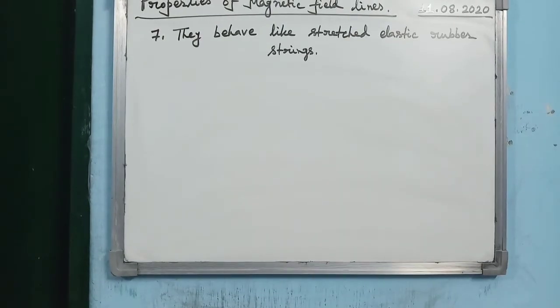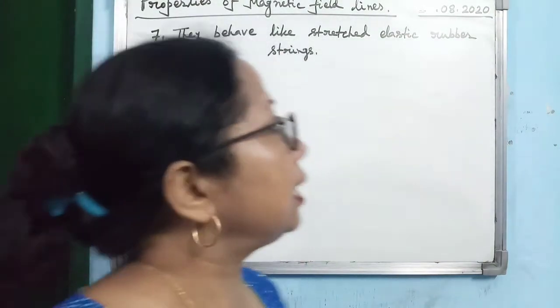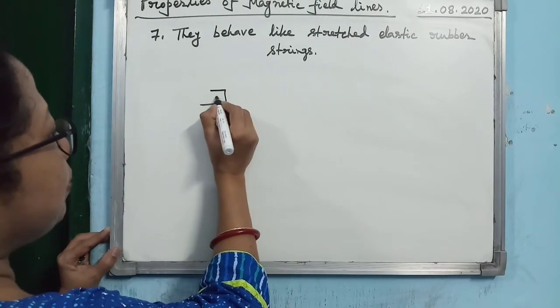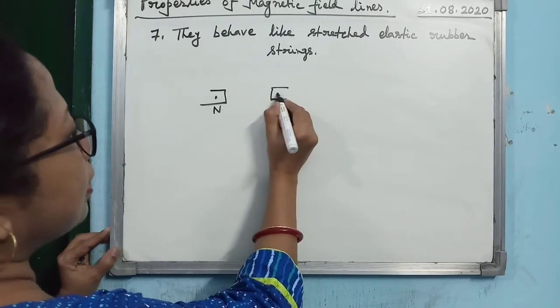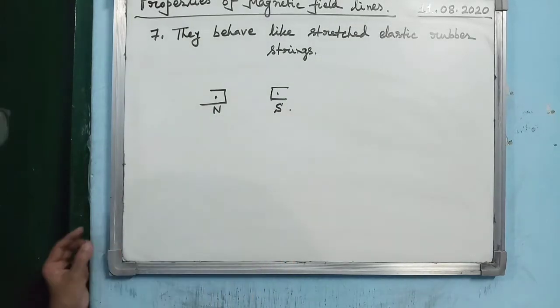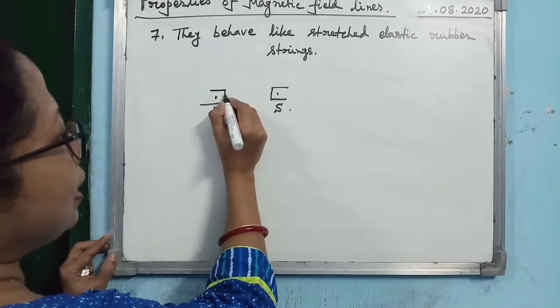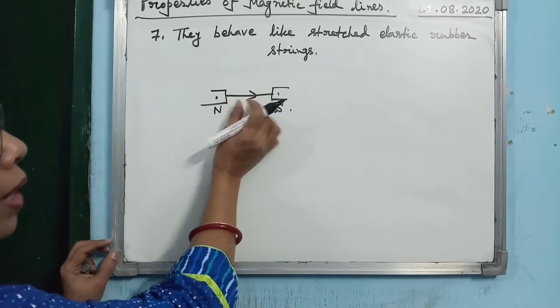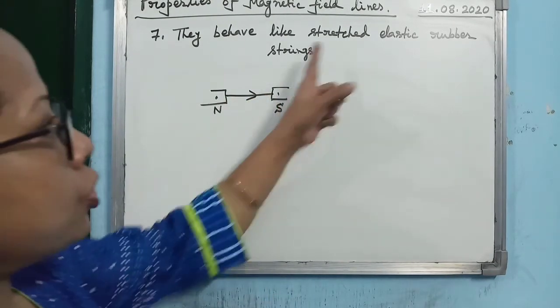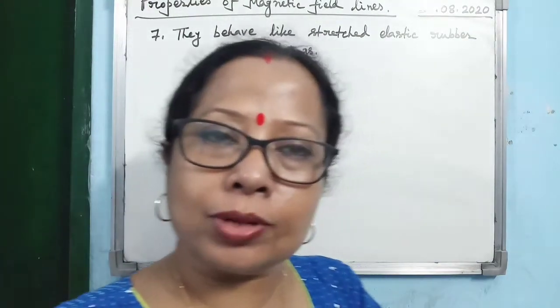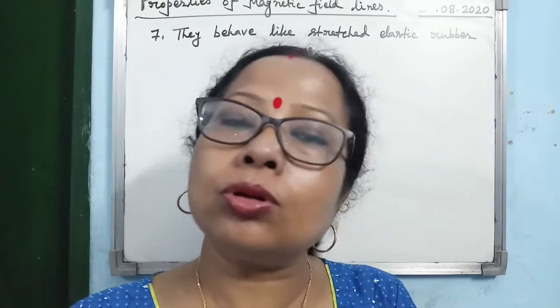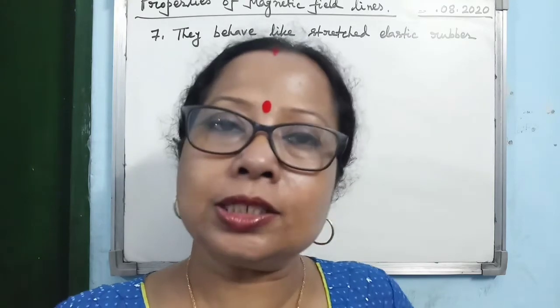Now, the next property of magnetic field lines is that they behave like stretched elastic rubber strings. So now you can explain why opposite poles attract each other. Suppose there is a north and south pole. So you see the magnetic field lines will be from north to south like this. Now, this one acts as a stretched elastic rubber string. So if you take a straight string and then you release it, what will happen? You do not hold the rubber string. You stretch it and then you release.